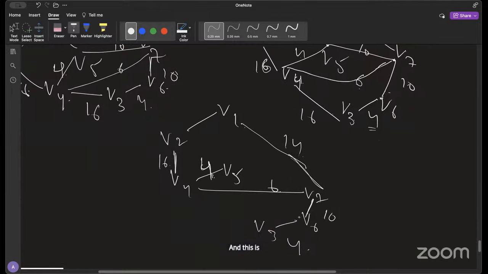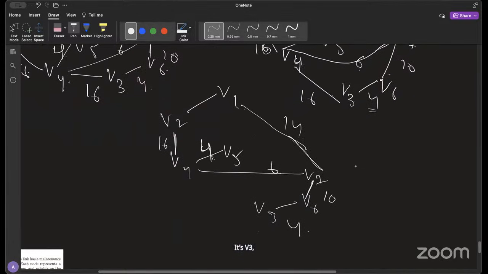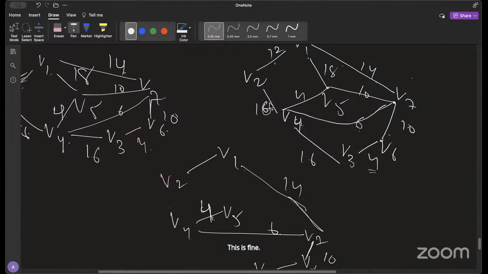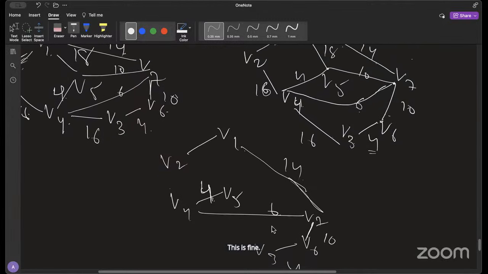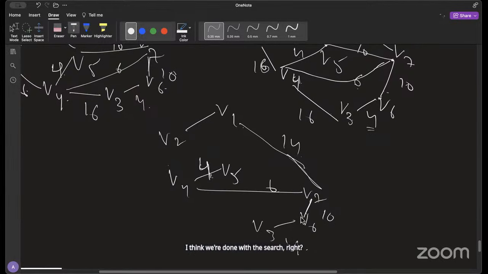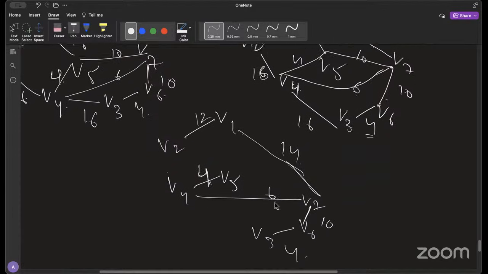And this is the tree. We are done with V1, V2. And we cannot make V2 to V4, it's making a cycle. V1 to V7, this is fine. I think we're done with the search, right? Every vertex has been covered.